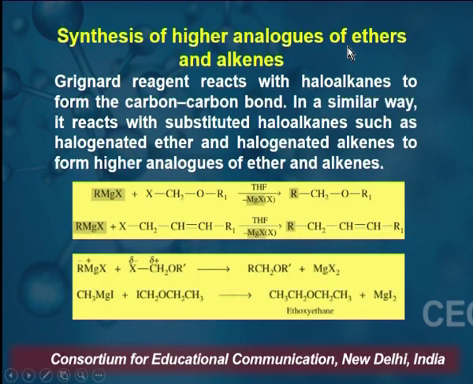Next is synthesis of higher analogues of ethers and alkenes. Grignard reagent reacts with haloalkanes to form a carbon-carbon bond. In a similar way, it reacts with substituted haloalkanes such as halogenated ethers and halogenated alkenes to form higher analogues of ethers and alkenes. In this case, say RMgX is treated with chloroethers in the presence of THF as a solvent, or any other suitable ether as a solvent, it results in the formation of the corresponding ether.